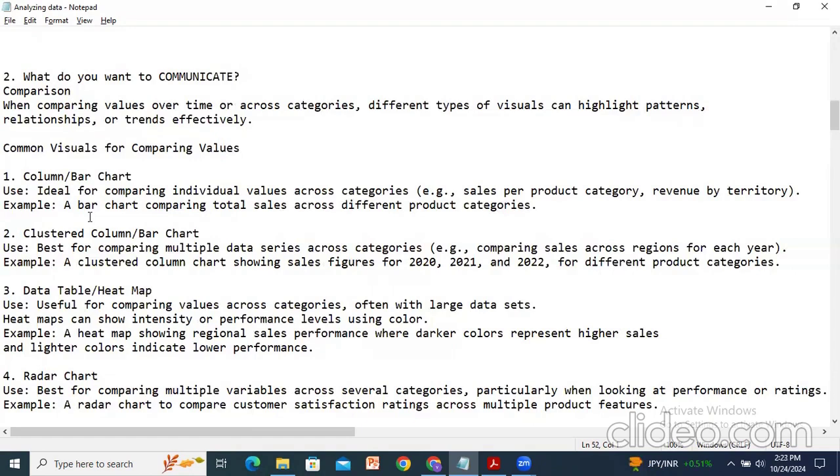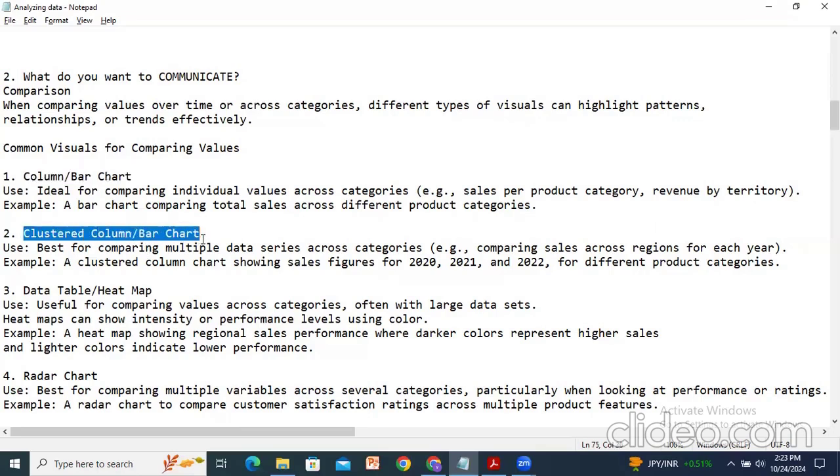When comparing the values over time or across the categories, as an example, first the bar chart. This bar chart compares the total sales across different product categories, for example sales per product category or revenue by territory. These we can visualize in the report with a bar chart.